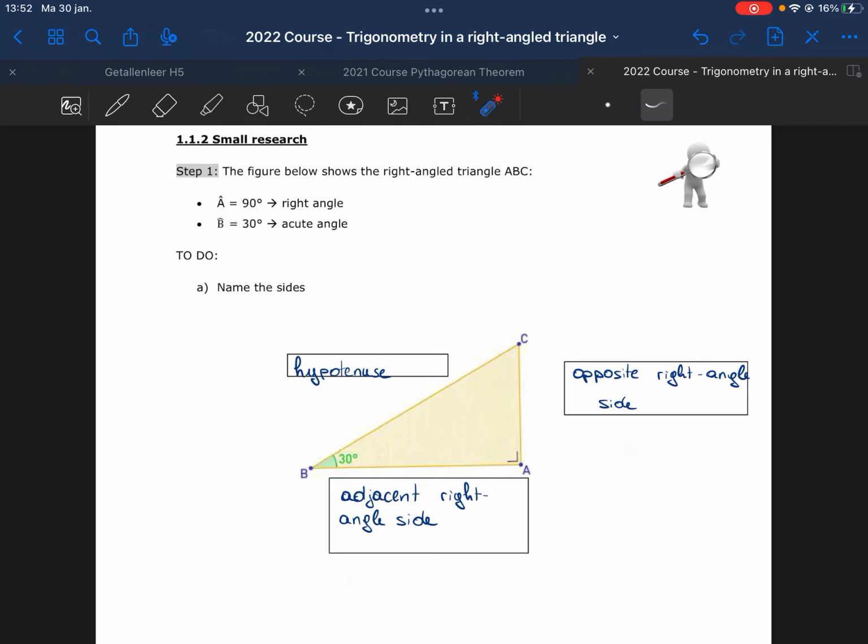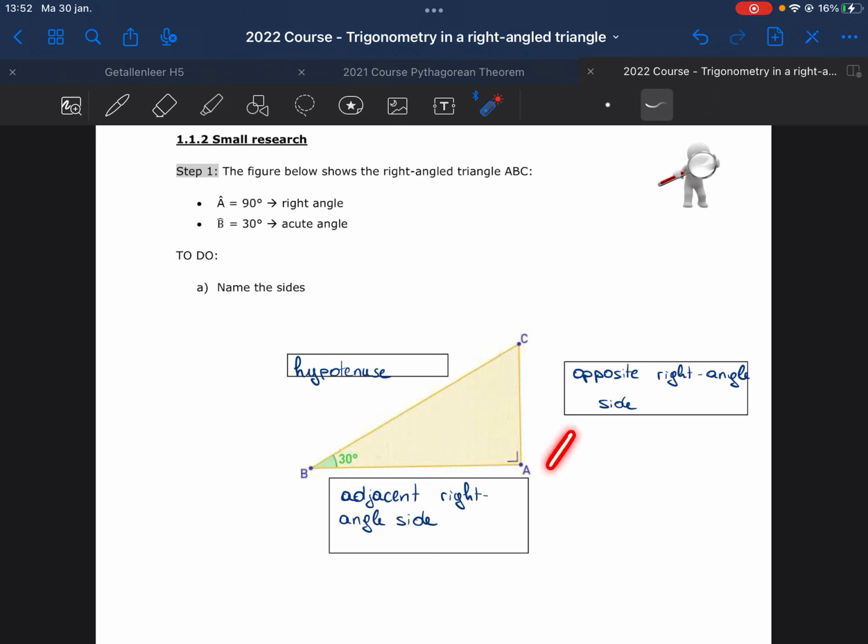So if we're gonna look at this acute angle right here at B, well then BC is still the hypotenuse. These two are still right angle sides, but because we're looking at B, we'll call CA the opposite right angle side. Well, why? Because it's on the opposite side of B. And we'll call BA the adjacent right angle side. Again, why? Well, because it's adjacent to B.